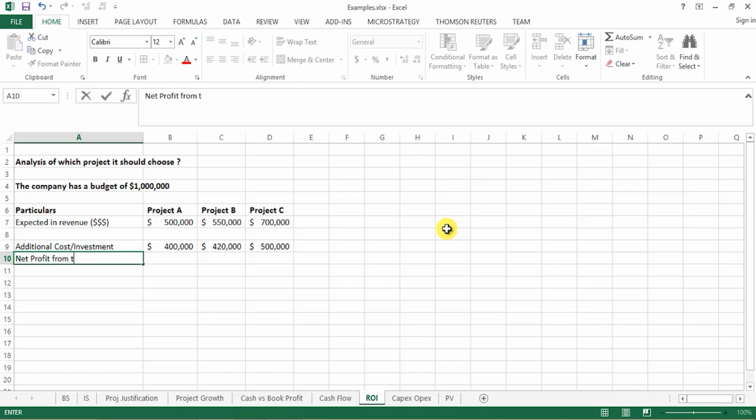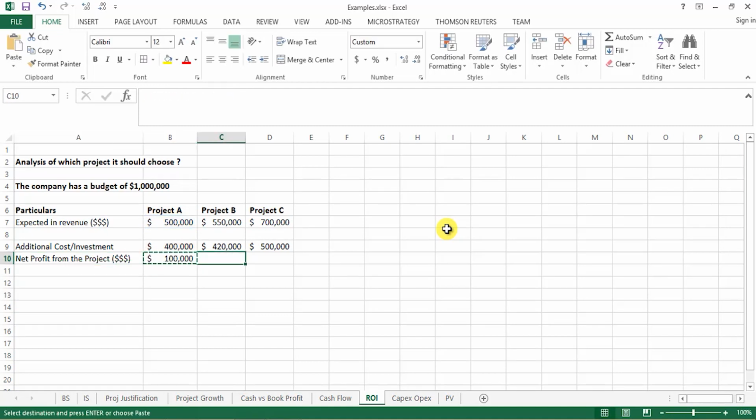Net profit from the project in terms of dollar values is going to be simple. Expected increase in the revenue minus the additional cost. So sales minus the cost of the sales, that's going to be your increase in the revenue.